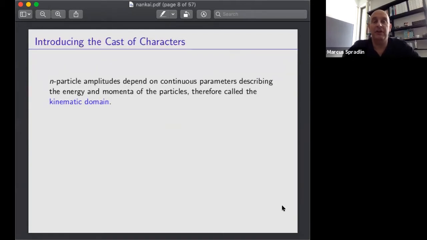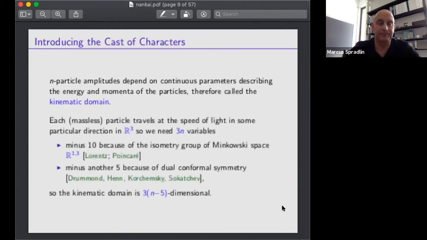So, let's just start with the basic question: what are scattering amplitudes functions of? Well, a physicist would say that if you're scattering n particles, the scattering amplitude will be a function of, let's say, the energies and the momenta of those particles. We call these kinematic variables, and we call the space on which these variables live the kinematic domain.